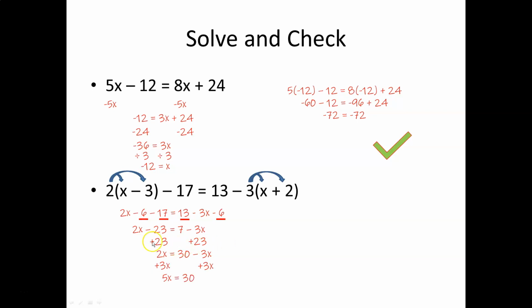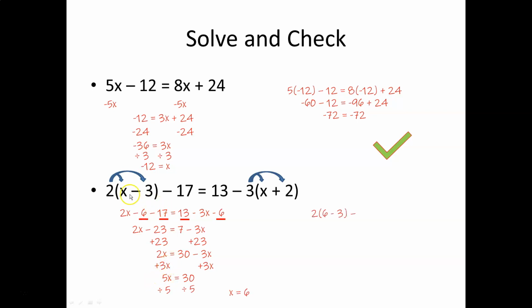And remember, whatever you do to one side, you have to do to the other. Okay, now we're left with 5x equals 30. So 5 is multiplying times x, so we want to divide it. We get x equals 6.